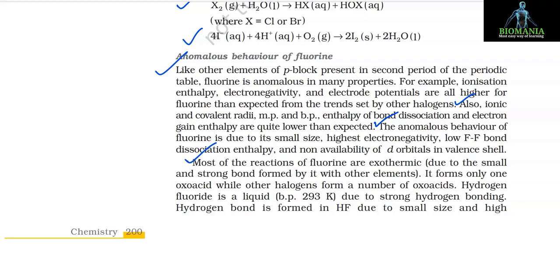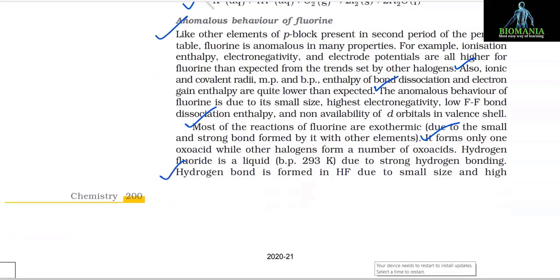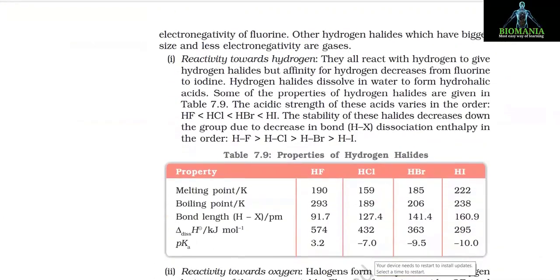Most of the reactions of fluorine are exothermic due to the small and strong bond formed by it with other elements. It forms only one oxoacid, while other halogens form a number of oxoacids. Hydrogen fluoride is a liquid. Boiling point is 293 Kelvin due to strong hydrogen bonding. Hydrogen bond is formed in HF due to small size and high electronegativity of fluorine. Other hydrogen halides which have bigger size and less electronegativity are gases.